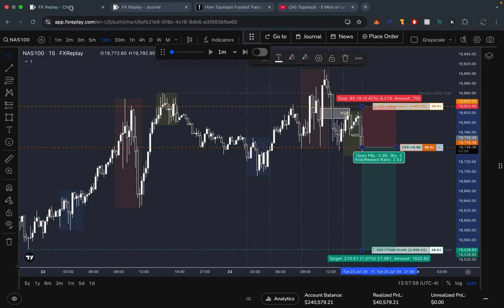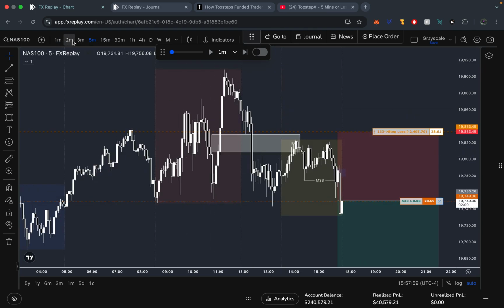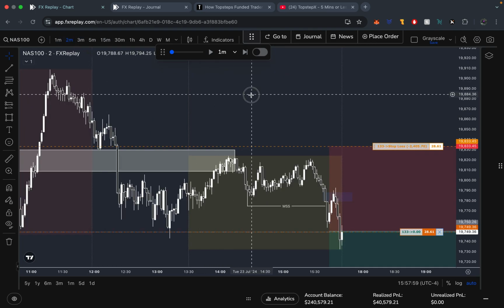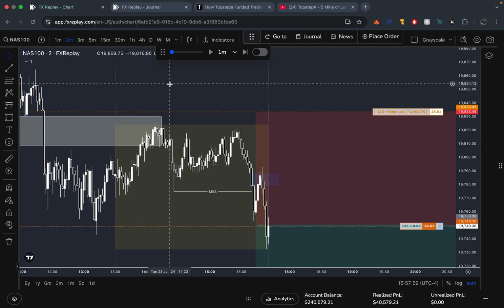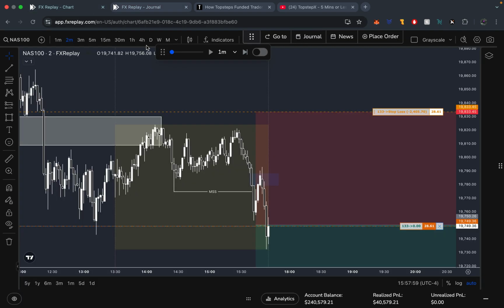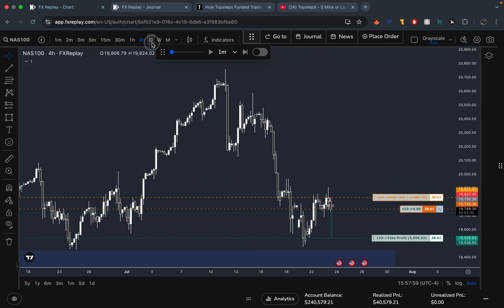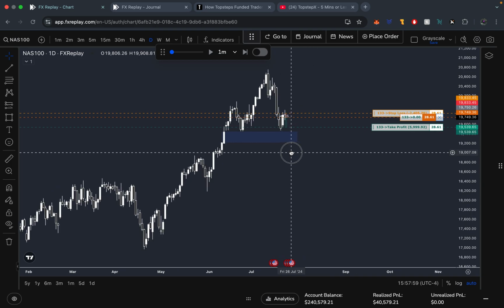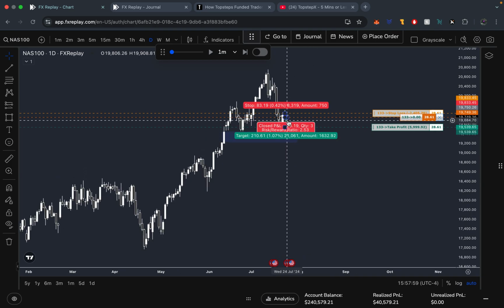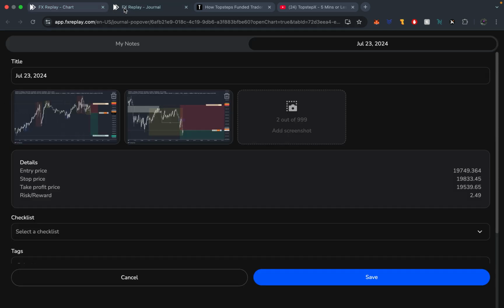And then what you can also do is add multiple screenshots. So we had a 2-minute miss. And then from there, you can just add in that screenshot like that. There we go. And then we'll go on our daily chart, and we'll add that as well.